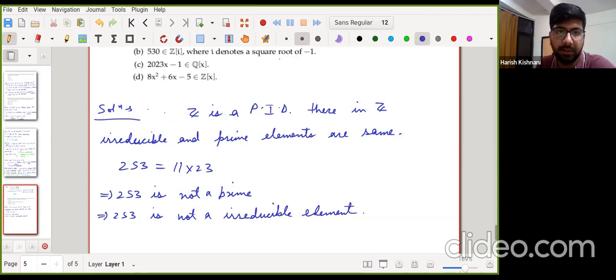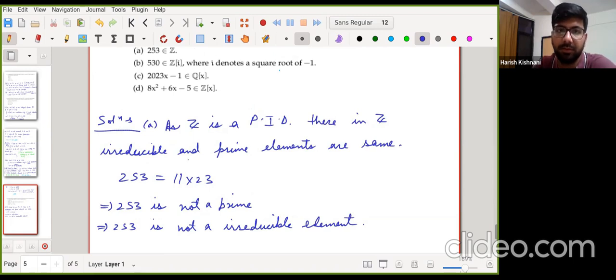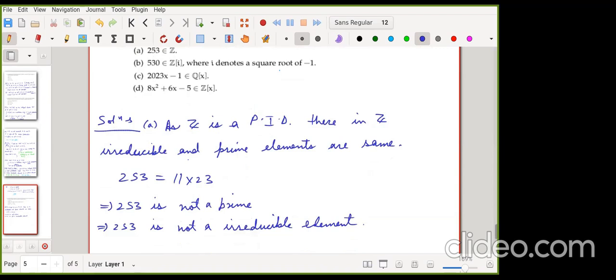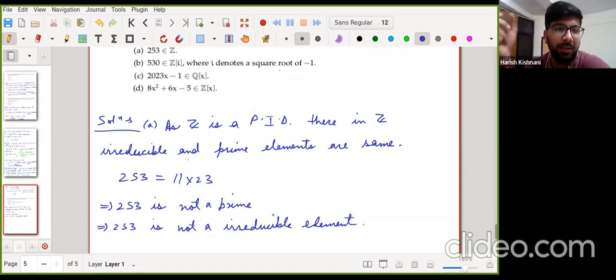530 inside ZI. So what's an irreducible element? First of all, it's not zero, not a unit, and if it can be written as a product of two elements, then one of them has to be a unit. So if you can write an element as a product of two elements, neither of which is a unit, then that element is not irreducible. So can you see whether 530 is irreducible or not?